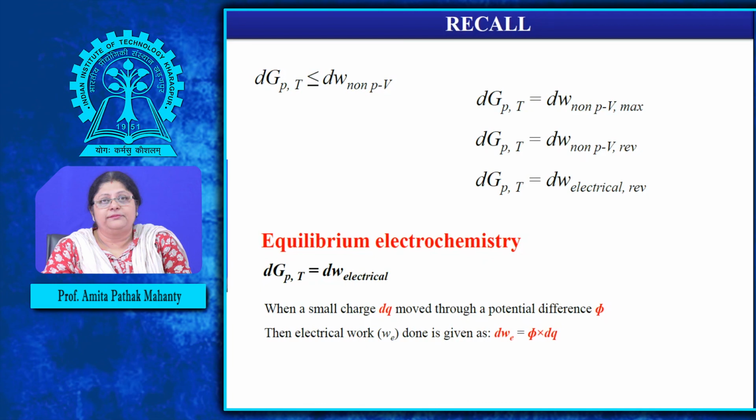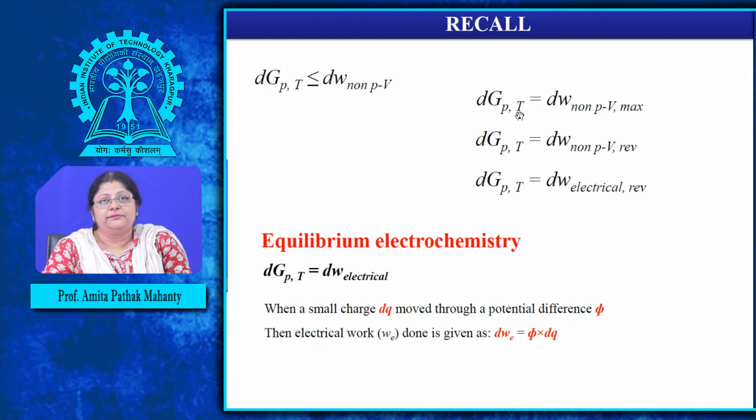I'm beginning from here. I'm talking about equilibrium electrochemistry, where a small amount of charge moves across a potential difference phi. If a charge moves across the potential difference phi, what is the work done? It is the charge times the potential difference, which we define as the electrical work associated with the movement of the charge. This is what we have done previously.